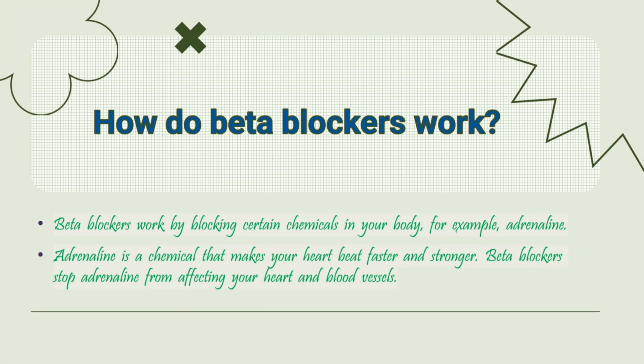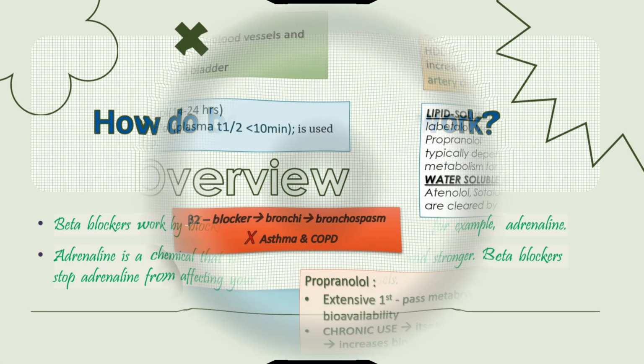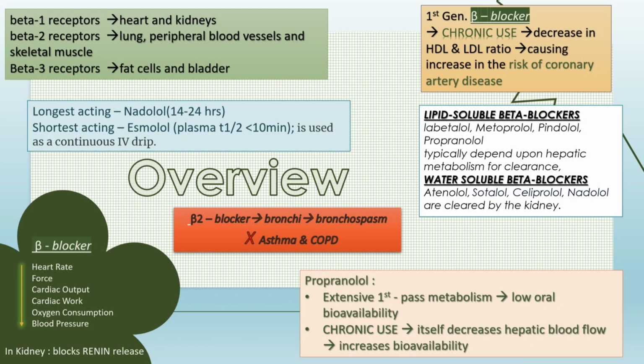Now how do beta blockers work? They work by blocking certain chemicals in our body. Next, we're going to discuss the important points that we need to know under beta blockers. First of all, heart rate, force, cardiac output, cardiac work, oxygen consumption, and blood pressure, everything decreases when you take beta blockers. In the kidney, beta blockers inhibit the beta 1 adrenergic receptors on juxtaglomerular cells, which cause renin release. So the blockage of these receptors will decrease the renin secretion, leading to lower levels of angiotensin II, which is a vasoconstrictor. Therefore, it decreases the aldosterone secretion, causing vasodilation, reduced blood volume, and lower blood pressure.